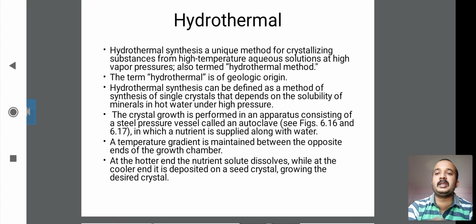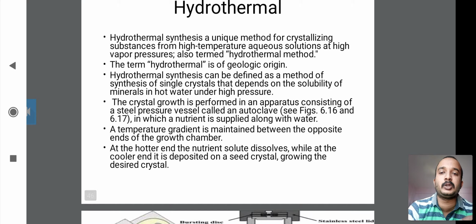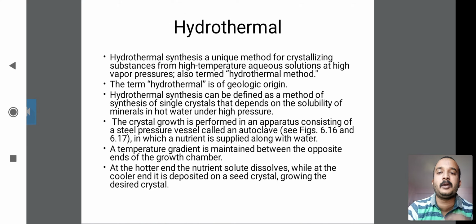Hydrothermal is a synthesis, a unique method for crystallizing substances from high temperature aqueous solution at high vapor pressure, also termed the hydrothermal method. Look at this definition: hydrothermal synthesis is a unique method for crystallizing substances from the high temperature aqueous solution at high pressure. This term is known as the hydrothermal method.